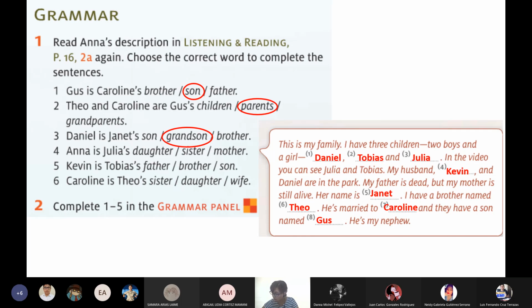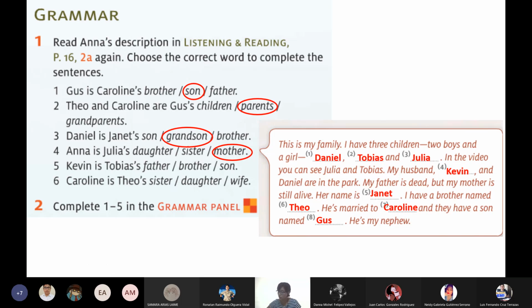What about number 4? Let's listen to Jonathan. Jonathan, please, could you do number 4? Anna? Anna is the woman that is speaking, right? Ana es la que está hablando de su familia. Anna is Julia. I have 3 children, 2 boys and a girl. So Anna and Julia, what's the relationship? Daughter. Yeah, you think Anna is the daughter of Julia? Remember that Anna is talking about her family. I have 3 children, 2 boys and a girl. Mother. Yes, Anna is Julia's mother. Anna is Julia's mother. Okay? Thank you.